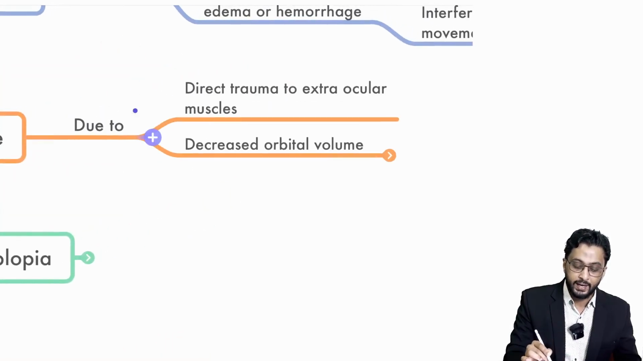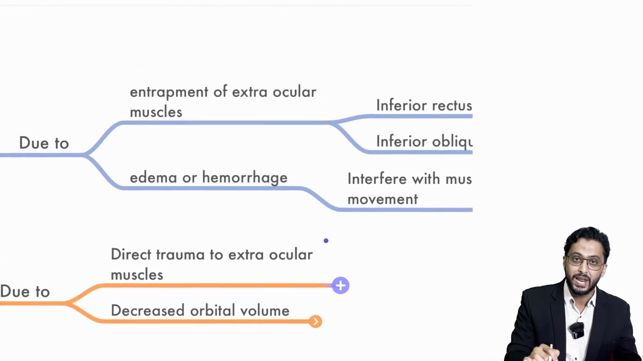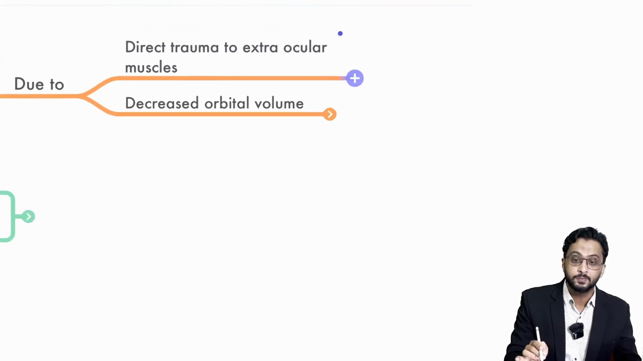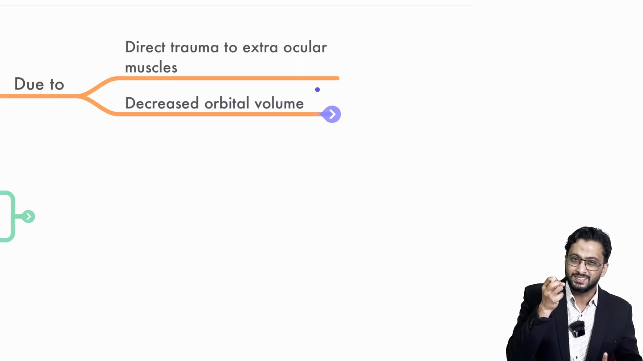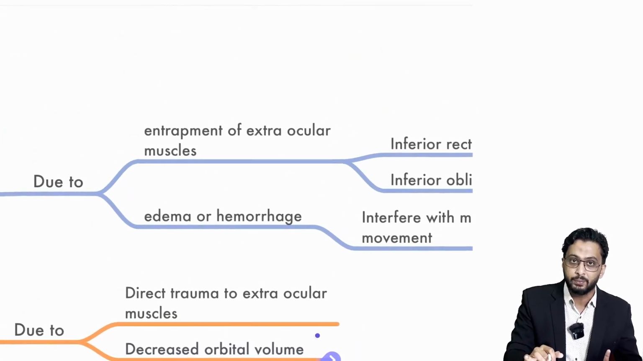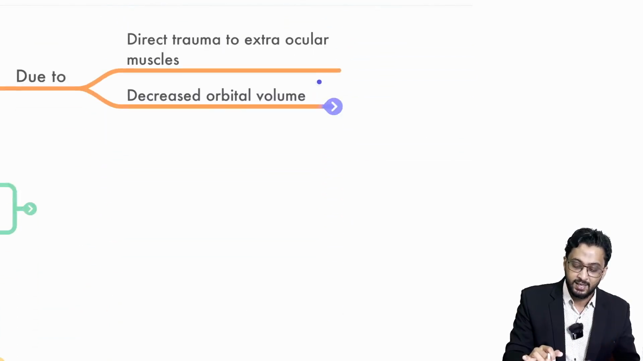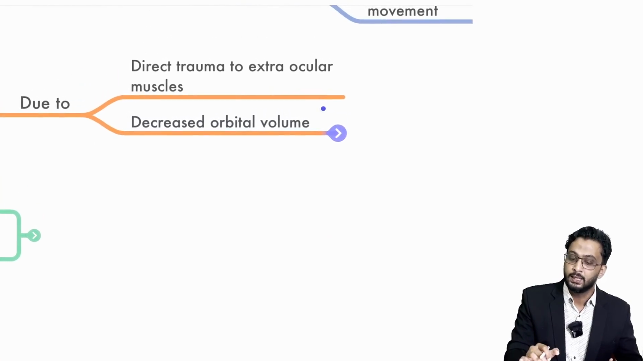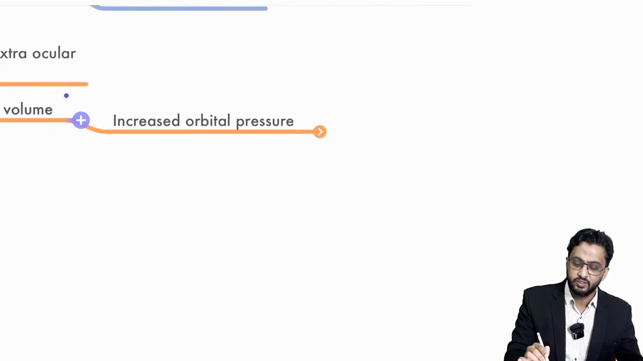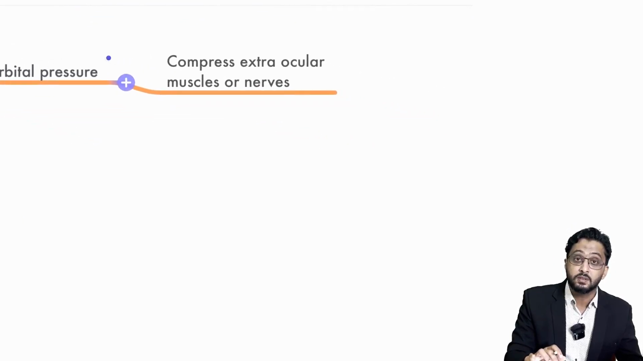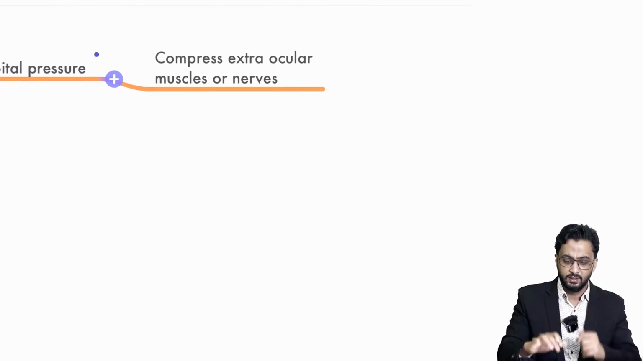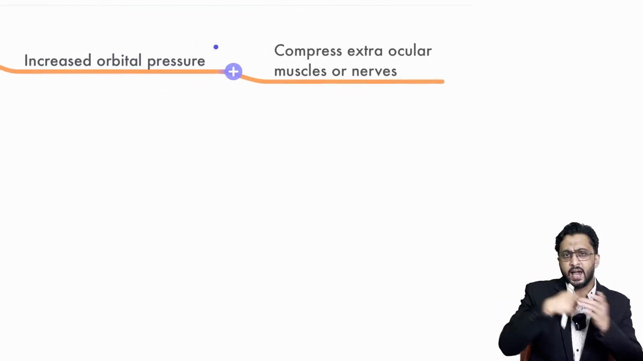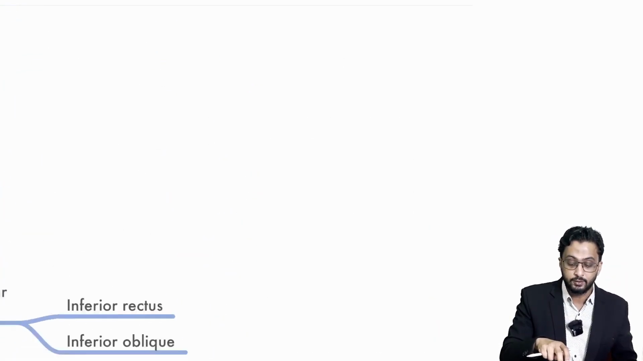Now, whereas in blow-in fracture, it is due to direct trauma to the muscles, whereas the other one was entrapment. Or due to decreased orbital volume. We said there is decreased volume, so again the muscles can't move. In the first case, it was entrapped into the sinus. Here in the second case, it is a kind of volume decrease which is preventing the movement. And one is definitely direct trauma. So decreased orbital volume can cause increased pressure, which can compress the muscles. Volume is decreasing, it is compressing, isn't it? And the second thing is direct trauma, direct injury of the same muscles, inferior rectus and inferior oblique.